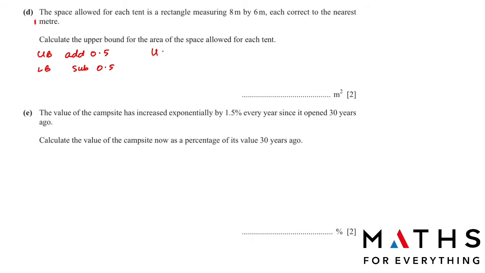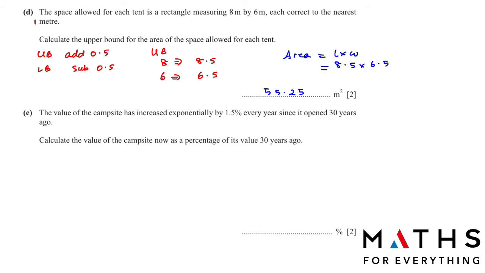So what is the upper bound of 8 going to be? When you add 0.5, it's going to be 8.5. And of the number 6, we will have 6.5. To find the area, you multiply length times width. So after finding the upper bound and the lower bound, you can find the area. It's 8.5 multiplied by 6.5, and the answer is 55.25.